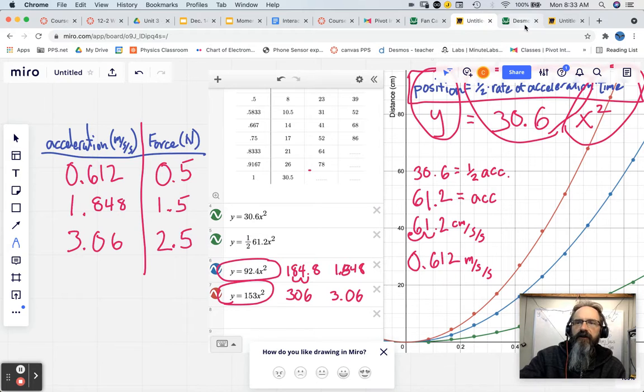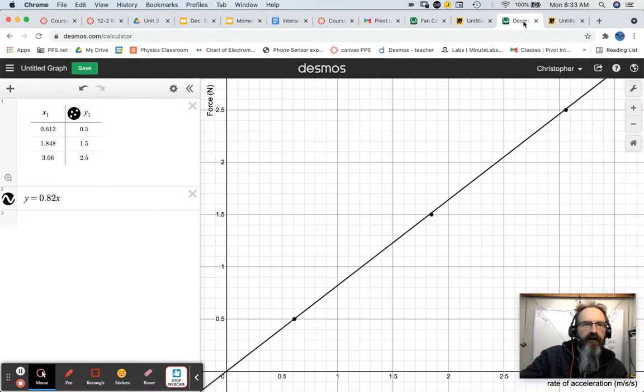So I'm going to take that and I'm going to make a graph. Here's my graph. You can see my data table here, 0.612, 1.848, 3.06. I got these 3 points on the graph here. Notice my x-axis is labeled rate of acceleration in meters per second squared. My y-axis is labeled force because that's what these two things correspond to. I found a best fit line, y equals 0.82x.